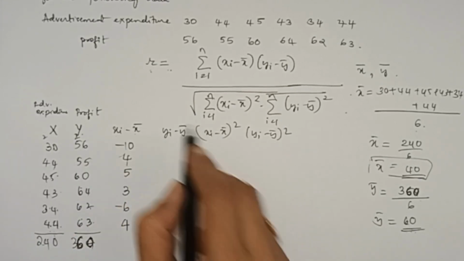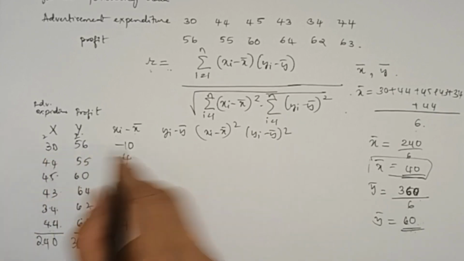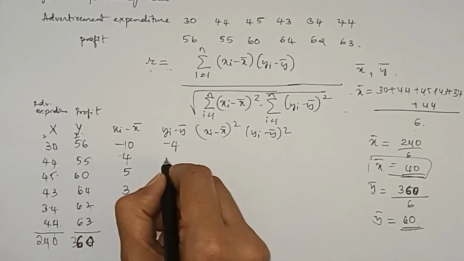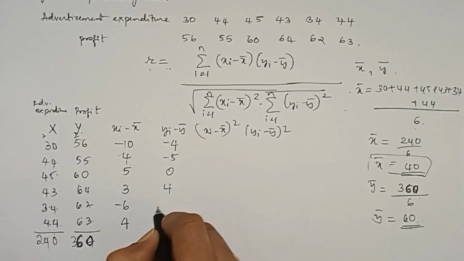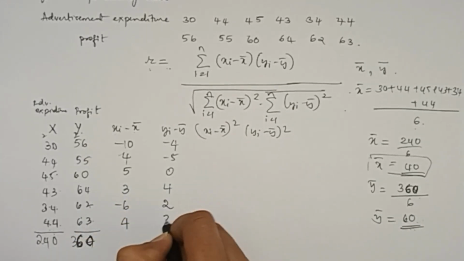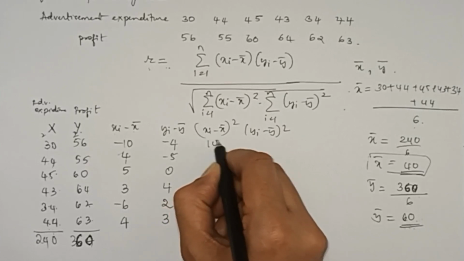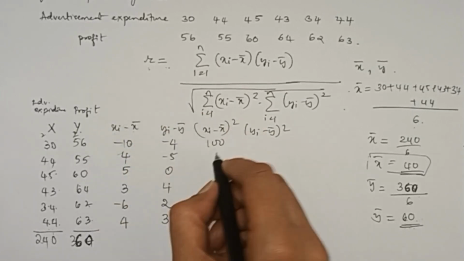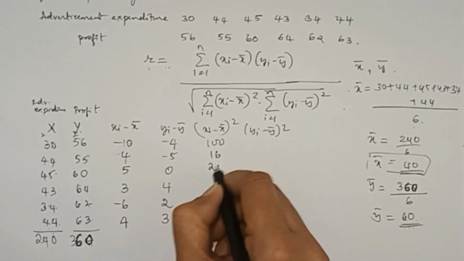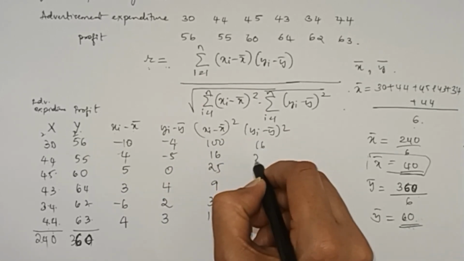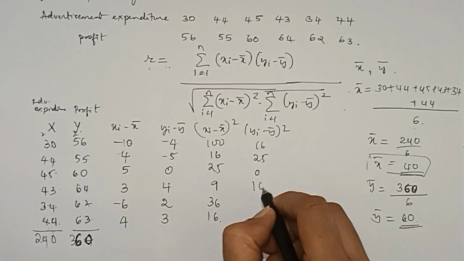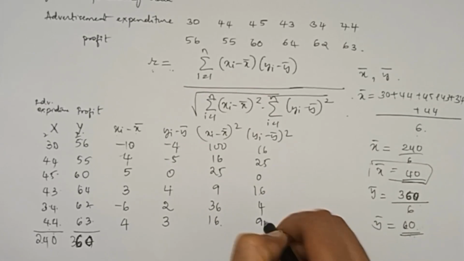Similarly, yi minus y bar: 56 minus 60 is minus 4, 55 minus 60 is minus 5, 60 minus 60 is 0, 64 minus 64, 62 minus 62, 3 here. Then their squares: minus 10 squared is 100, 4 squared is 16, 25, 9, 36, 16. Here 16, 25, 0, 16, 4 and 9.